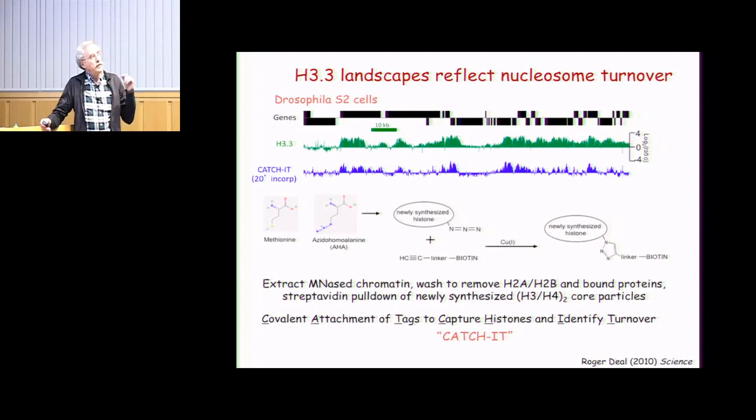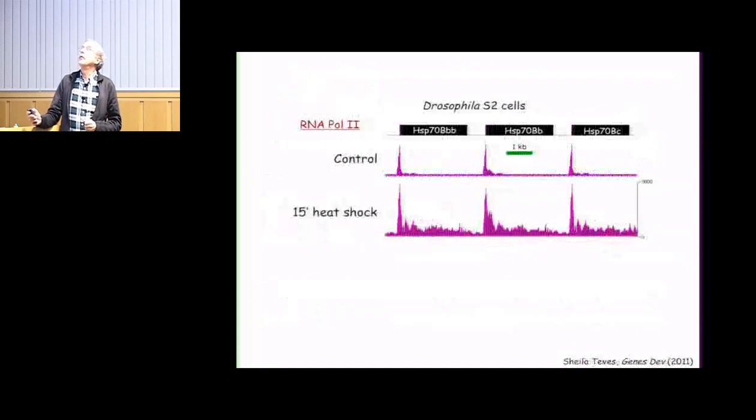Now, the relationship between transcription and turnover is correlative in this case, and we wanted to have some more direct evidence that actually transcription drives turnover. And to do that, Sheila Tevis in the lab looked at a region of the Drosophila genome where there are 3 HSP70 heat shock genes.